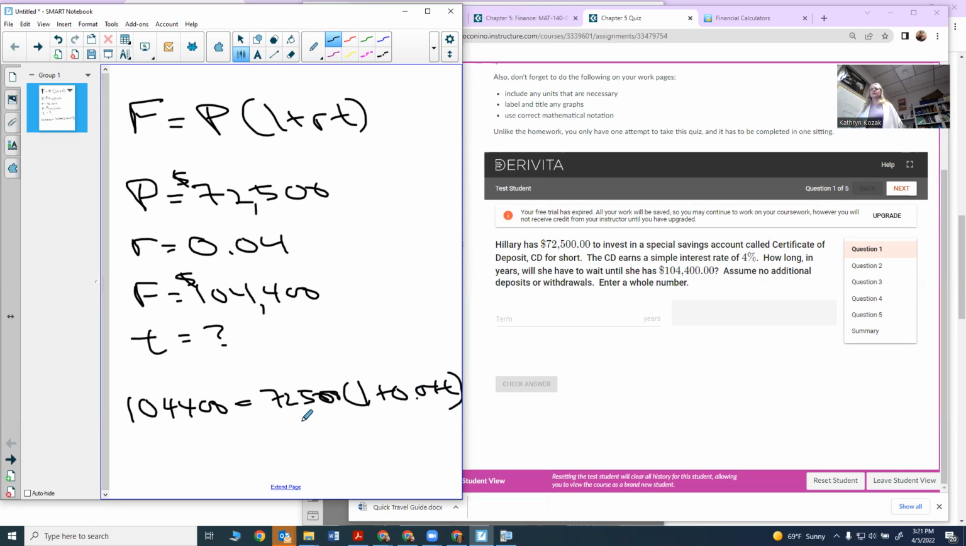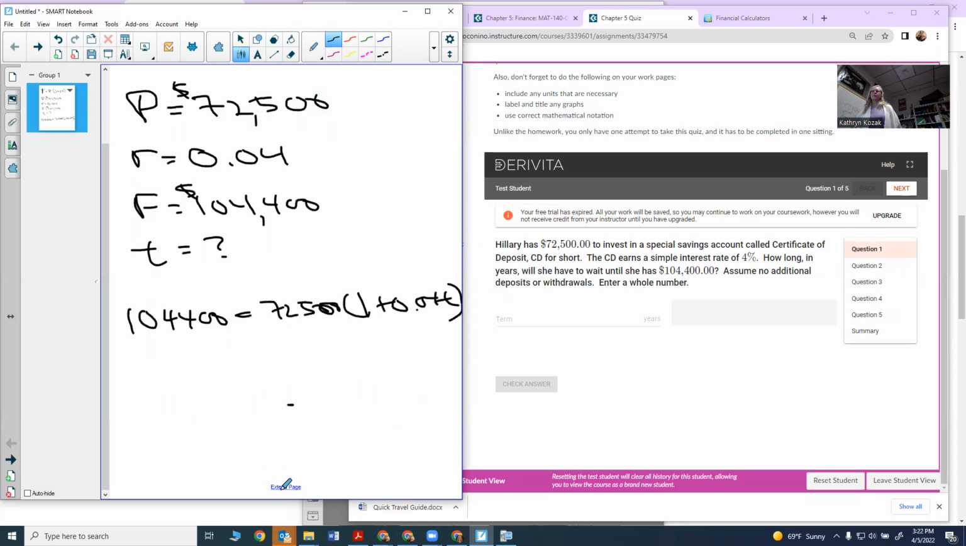When I look at this, I see I can solve this many different ways. One way is to divide by the 72,500. It gives you a decimal. I don't particularly like decimals. If I can avoid them, I will. So instead, I'm just going to go ahead and distribute through. This left-hand side doesn't change. The right-hand side, I'm going to distribute that through. So it's 72,500 times 1 plus 72,500 times 0.04. So I then take out my calculator and do 72,500 times 0.04.